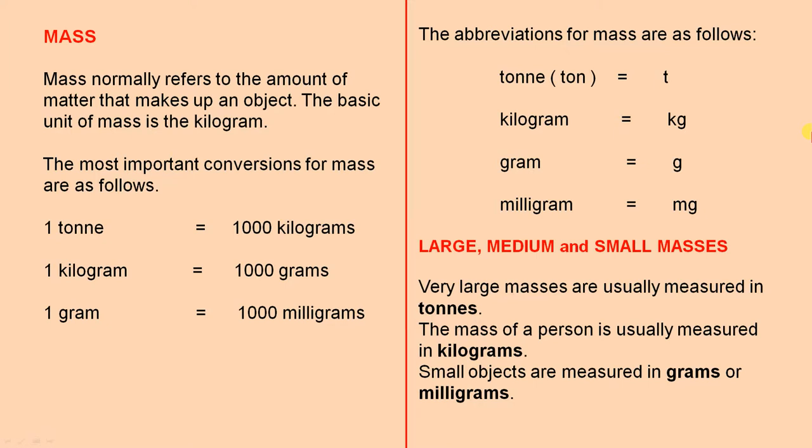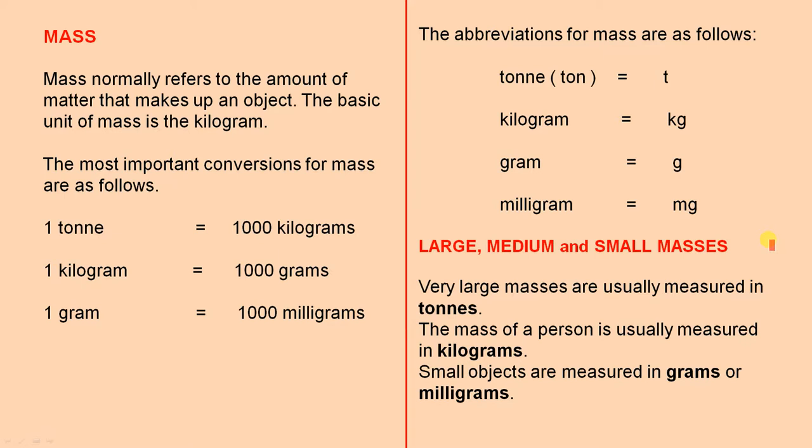The abbreviations for mass are as follows. The ton, which can be spelt either this way or that way, depending on which country you're in, we normally abbreviate with a T. The kilogram is kg, the gram is g, and the milligram is mg.